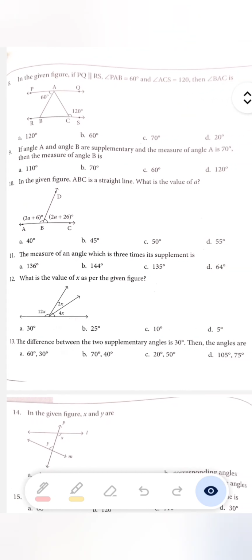Question number 8. In the given figure, PQ is parallel to RS. So these two are parallel to each other. Angle PAB is 60 degrees. Angle ACS is equal to 120 degrees. Then what is the angle BAC? Okay.